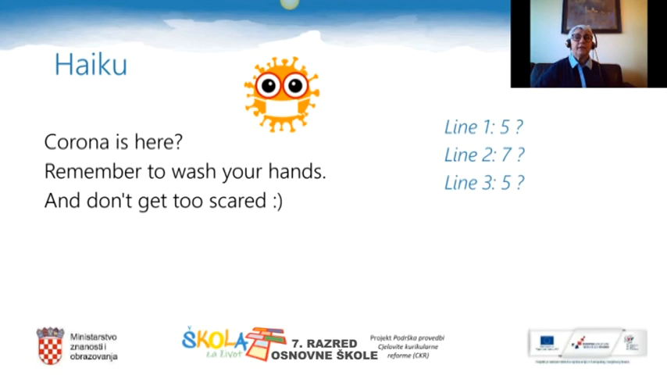Look at these 3 lines. In the first line there are 5 of something, 5 items. Corona is here. How do you count to 5? What do you include? What do you pay attention to? Read aloud to find out.